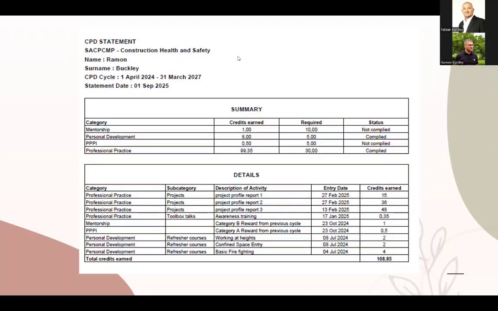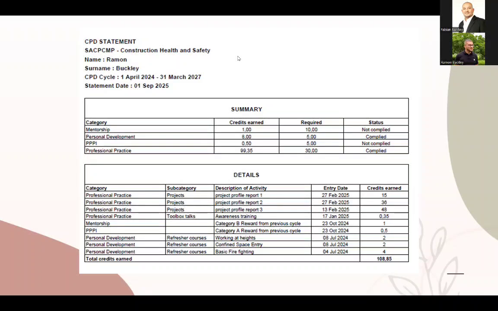Okay, then in terms of the details, you can see for professional practice, which is the last category on the summary above, you'll see that I've completed 3 project reports, and out of the 3 project reports, I've accumulated 99 credits. You only need 30 credits for the whole 3-year period. So I've got 99. So I just want to highlight that if you can complete just 1 project report, you can accumulate the necessary 30 CPD credits that you require over the 3-year cycle.